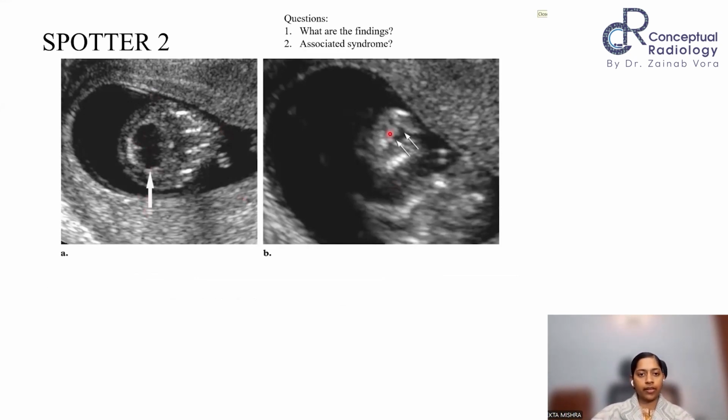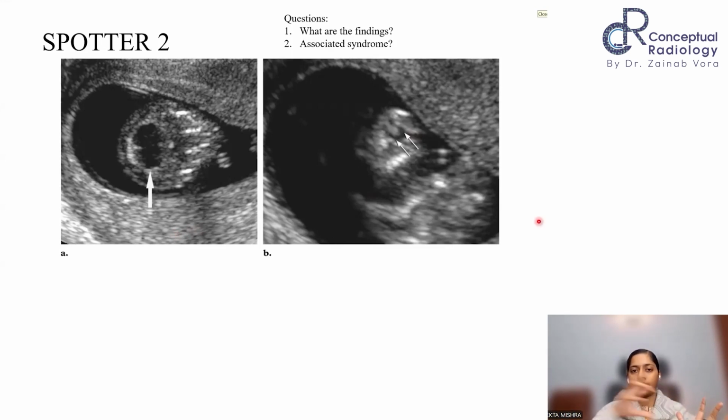Already labels are there. So first question is, what are the findings? And the second question is, you have to tell me the associated syndrome. You can answer anyone, A, B, anything. And what syndrome do you specifically associate?